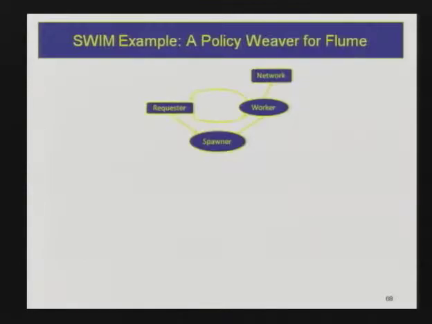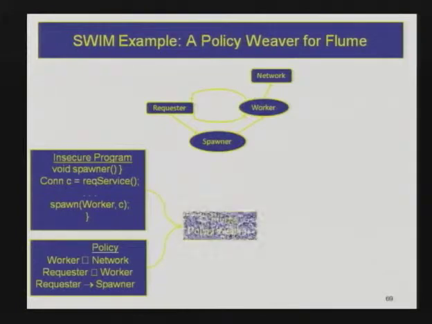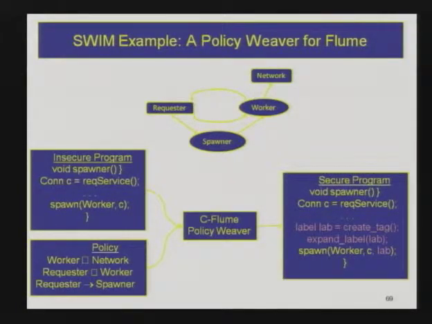Okay, so here's how it works. I hate animations. Here at the top level is your web server, a sort of caricature of it. Think about Apache. This is a requester. These are worker threads that are spawned when you want to have new connections. That's kind of the code of the insecure program showing on the left. And your security policy might say that workers cannot talk to the network, cannot send information over the network. It has to go through some special proxy. Same thing with the requester, but the requester actually can spawn some processes. Then we have something called the C-Flume Policy Weaver.